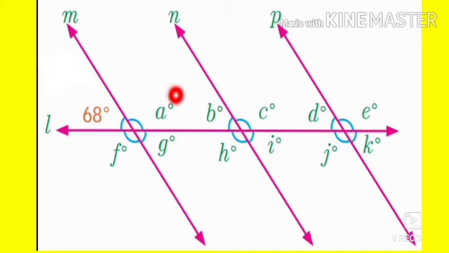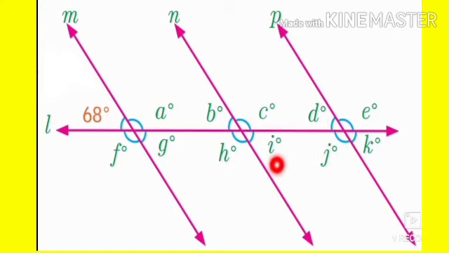And if we take this part, here b degree, c degree, d degree, e degree are on the same side, and b degree is in the outside region between these parallel lines n and p. And when we take d degree, it is inside the region. So outside the region and inside the region and on the same side, we can say that d degree and b degree are corresponding angles.